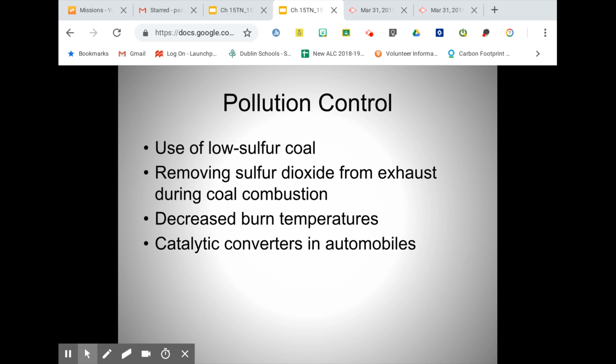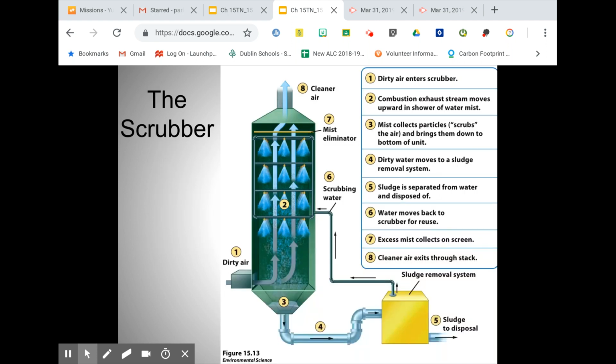Removing the sulfur dioxide from exhaust is that scrubbing process that we'll talk about in a second. You can burn the coal at lower temperatures. It doesn't release as much sulfur at one time. However, the problem with that is that you don't necessarily get the same energy output. And then using catalytic converters in automobiles has helped reduce the amount of nitrogen emissions in cars. So you should be very familiar with how this works.